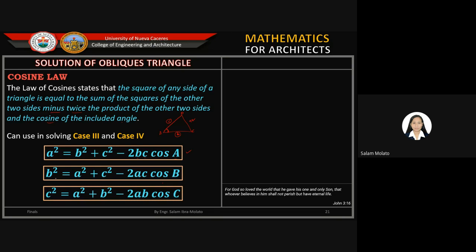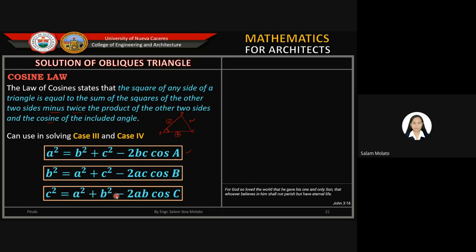As you notice here, if this is side A, we use cosine A because that's the opposite angle. I hope you can see my laser. If this is B, we use cosine B. If this is C, we use cosine C. When we have A, the other sides are B and C. When we have B, the other sides are A and C. When we have C, the other sides are A and B. So it's actually easy to memorize the cosine law.